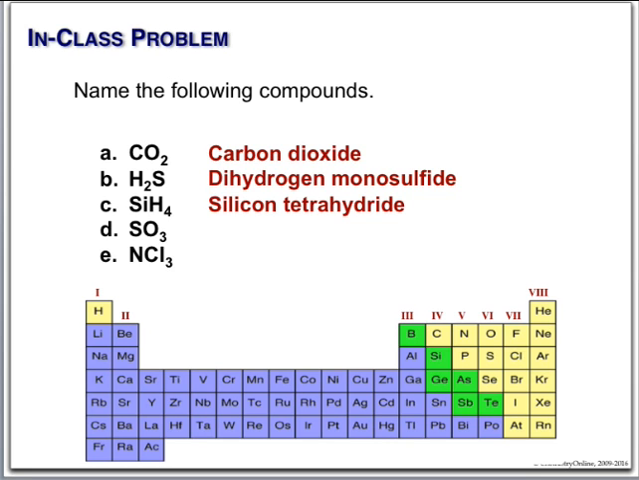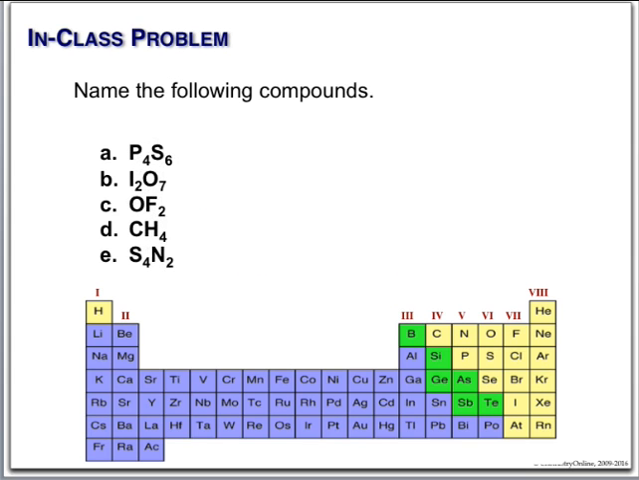One sulfur, 3 oxygens. First word is sulfur. 3 is a trioxide. One nitrogen, 3 chlorines. First word is nitrogen. Trichloride.